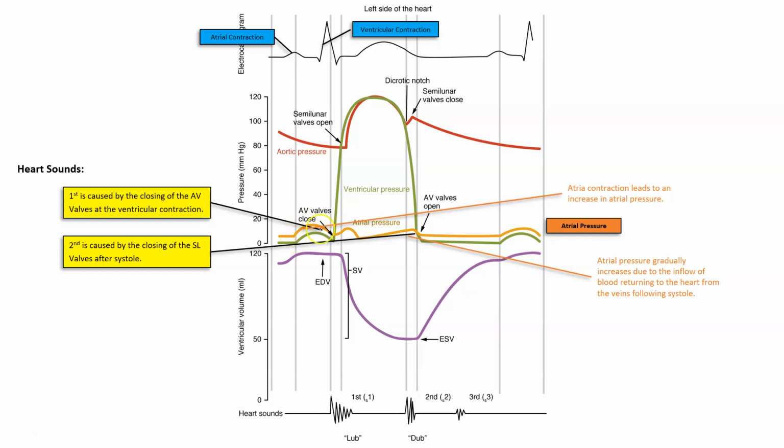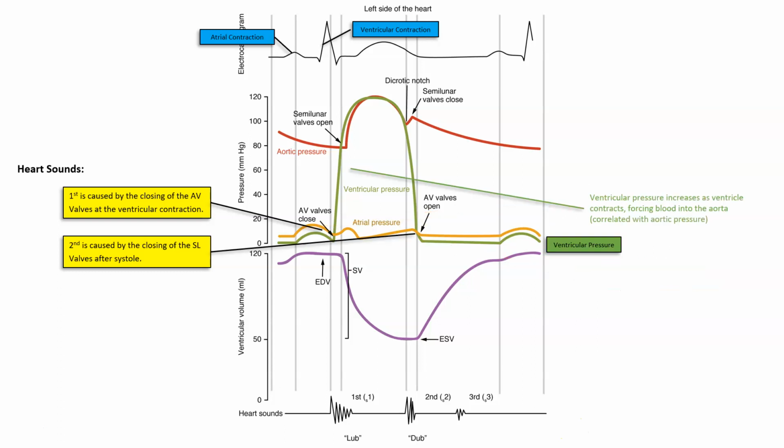So, what is happening if we look at just this line? The atrial pressure increases when the atria contracts. Then it starts to fill up. As it fills up with blood, its pressure increases because the volume is increasing.